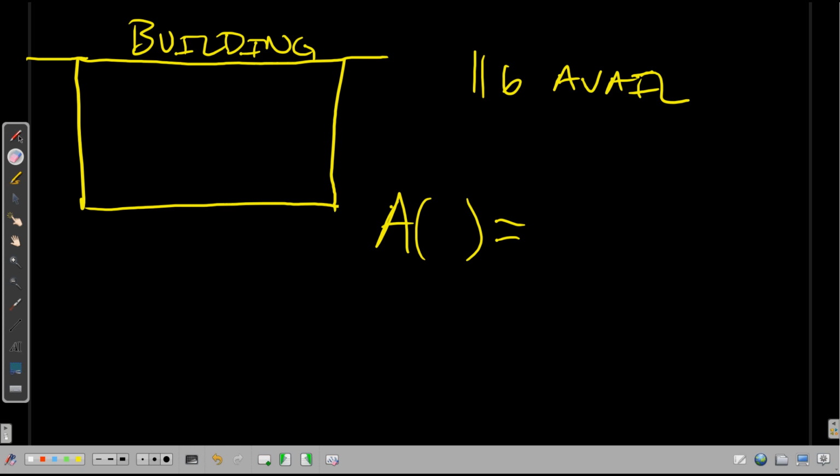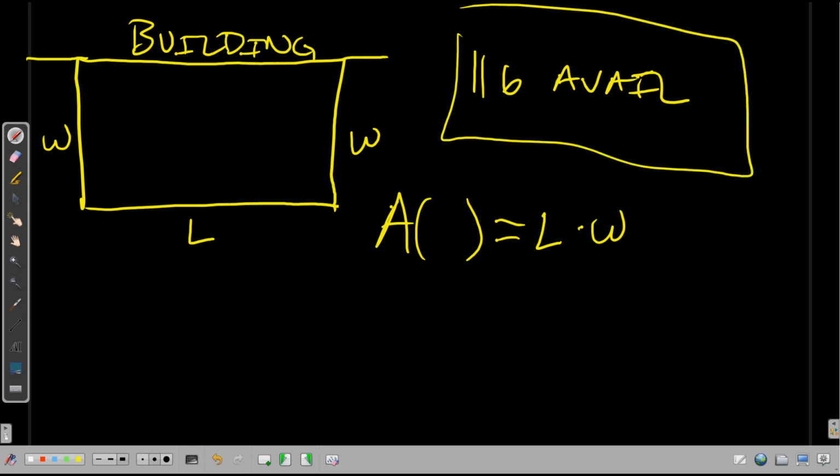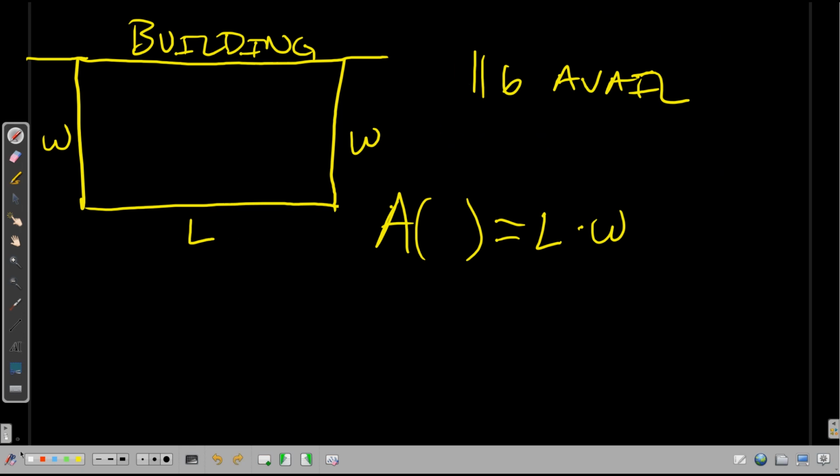Okay, so let's see. I know that area is length times width. Let's start there. And so let's call this the length and this is the width. Then that means that this is also the width. All right. But now I'm going to use my constraint, because that 116 feet of fencing must go here and here and here only.